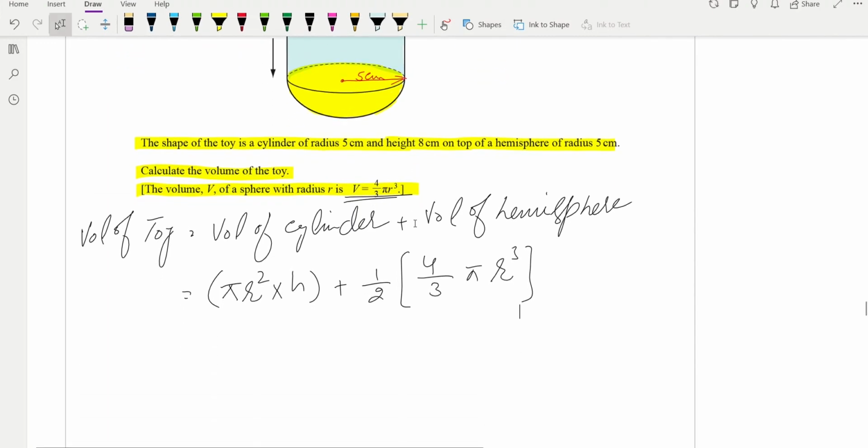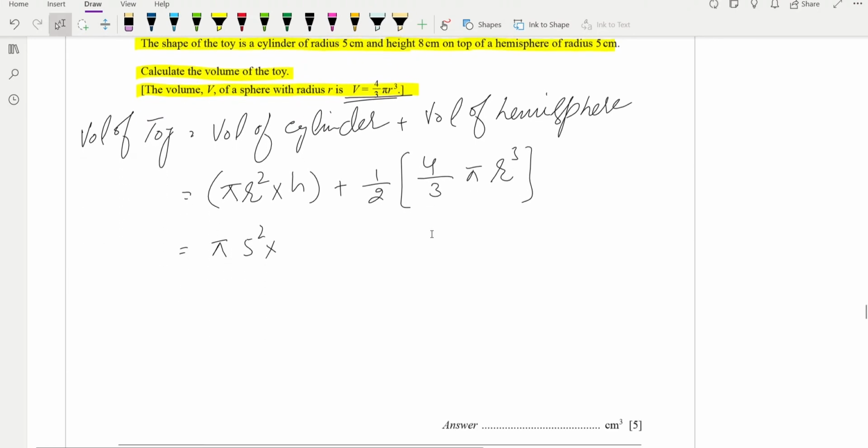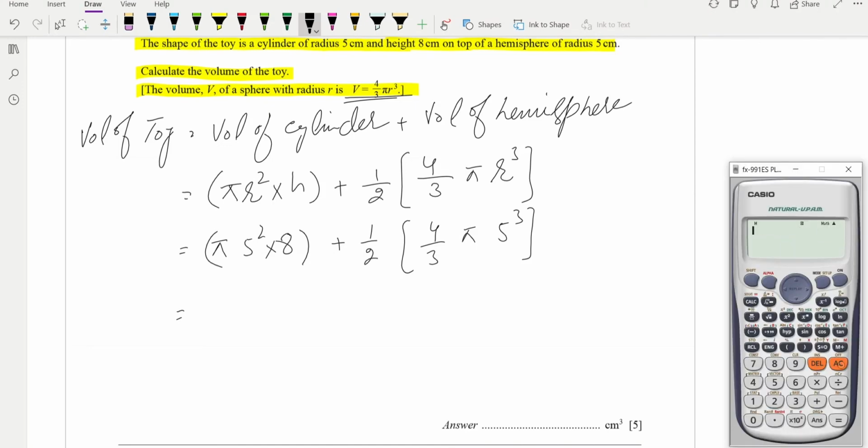We can now replace the values. r is 5, so pi into 5 squared into h is 8, which is provided over here. So 8 centimeters we can write over here, and we put in brackets, plus this one we can write 1 by 2 and 4 by 3 pi, and r is again 5, so 5 cubed, and this will be equal to how much we can calculate.